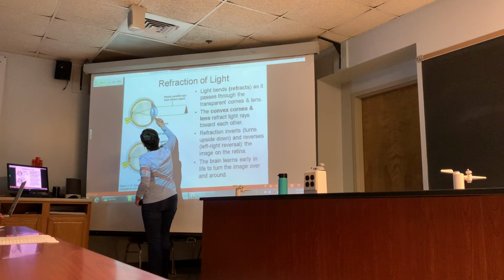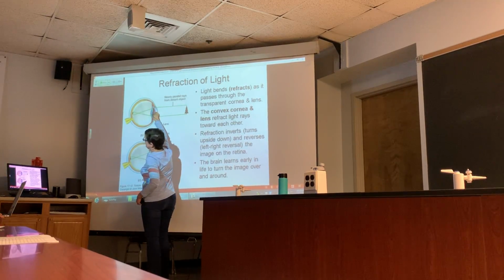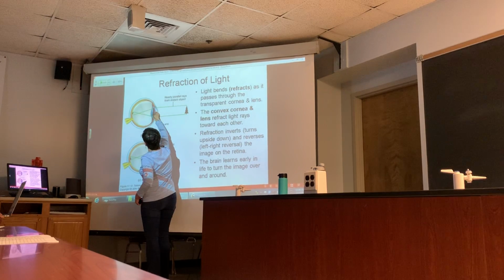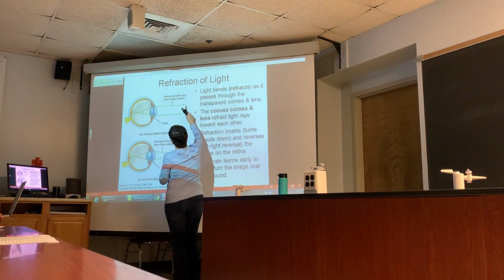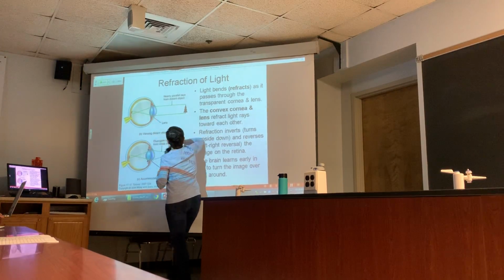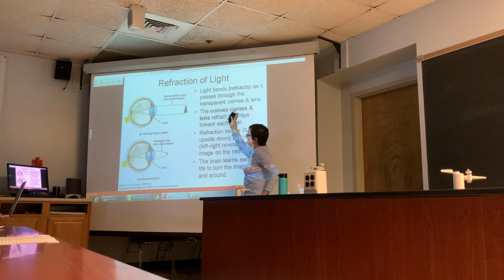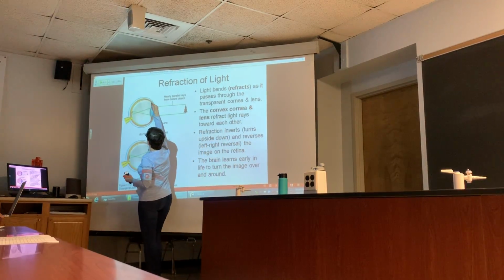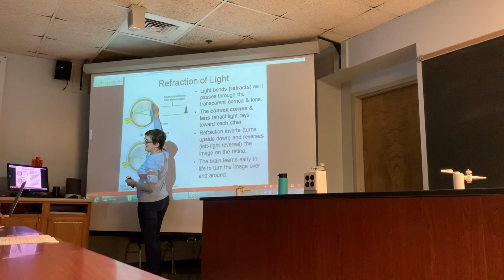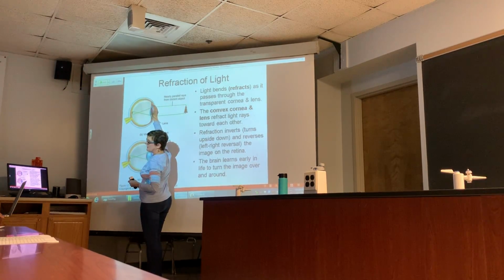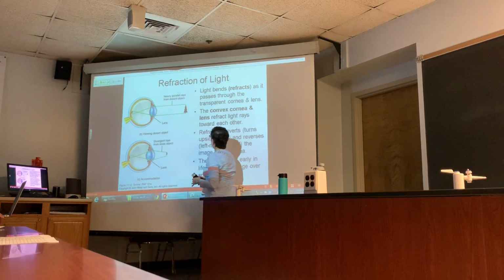So the cornea, the outer clear covering, is round, and as a result, it's going to bend the light a little bit, and then the light gets bent even more by the lens. That bending of the light by those two structures is called refraction. Both of these are convex. What that means is they're rounded outward. Concave would be rounded inward, but they're rounded outward. And that convex shape allows them to bend the light.